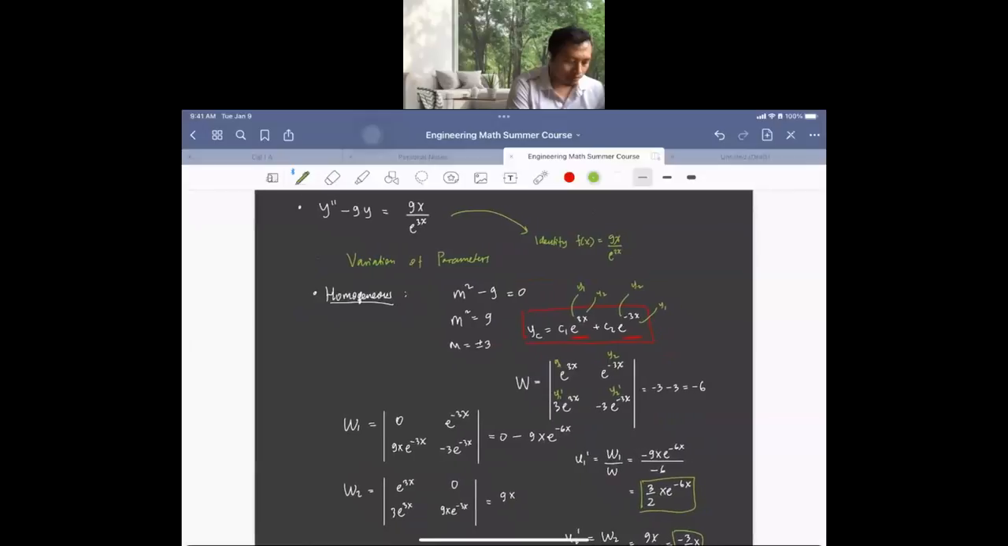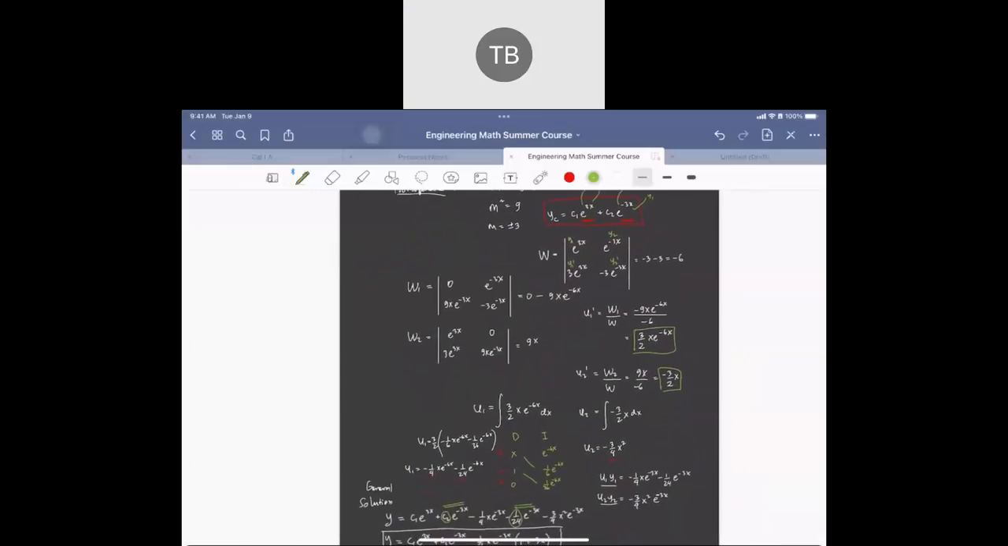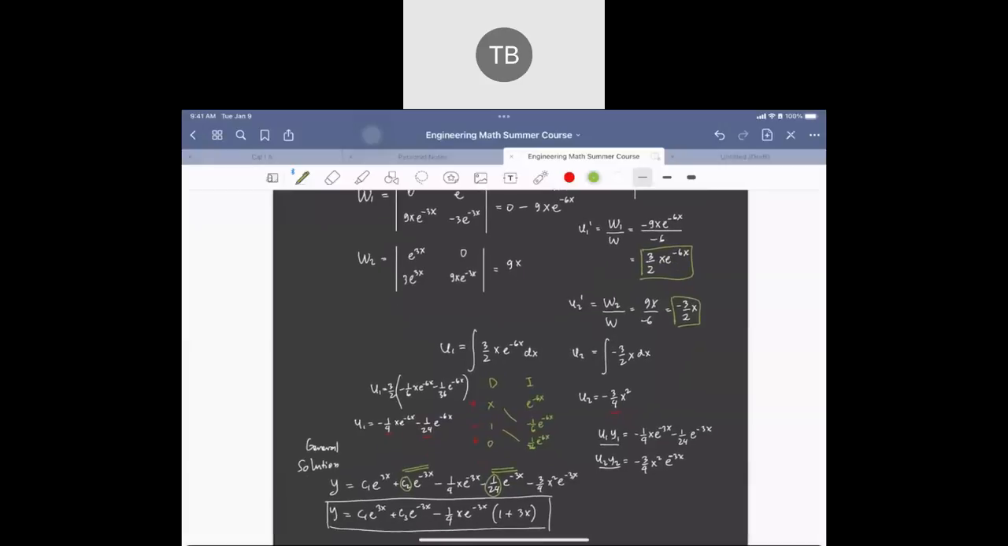But here, all steps are short, but a lot of steps. Okay, a lot of steps. So if you are given options, choosing the previous method or the variation of parameters, it's up to you.